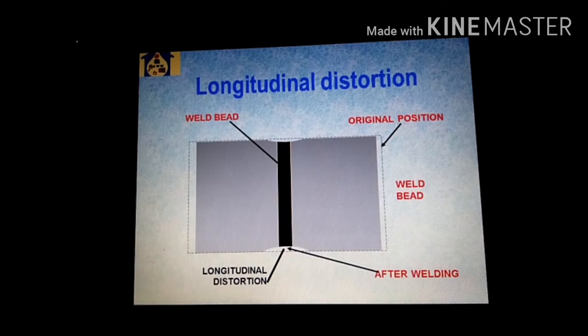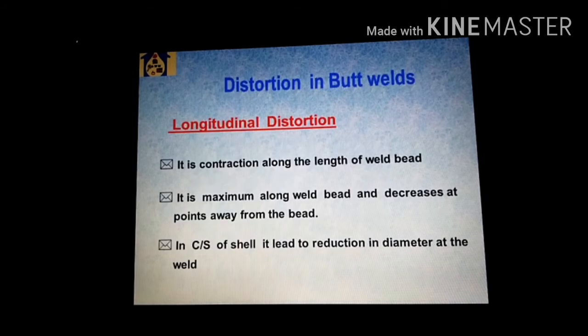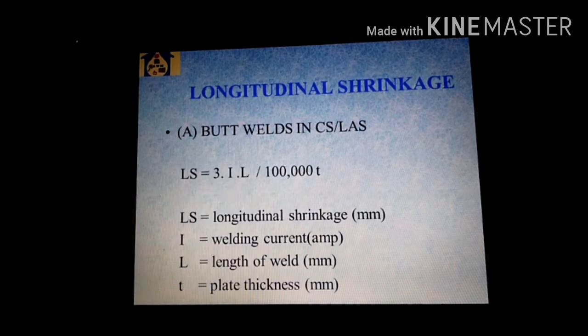Longitudinal distortion. Distortion in butt weld. It is contraction along the length of the weld. It is maximum along the weld bead and decreases at points away from the bead. In circular sections, it leads to reduction in diameter of the weld. Longitudinal shrinkage.